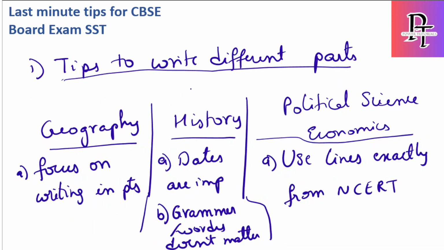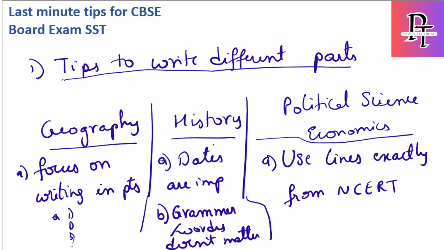So let's see the tips to write different parts. As I mentioned, we have 4 parts: geography, history, political science and economics. So for geography, most of it we have to remember, there is no other option. So just try to focus on your points, whichever is important, and focus mainly on writing those points first, and write always in points, like 1, 2, 3 and so on. If it is 2 marks and all, I will discuss in the next part. But focus mainly on writing in points for geography, because each point is important to score marks.